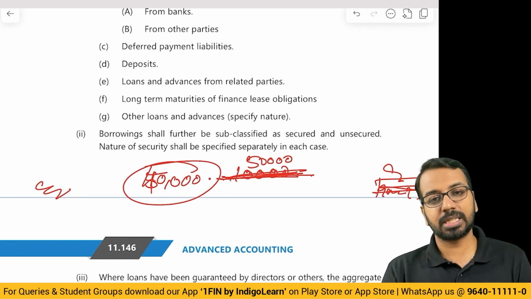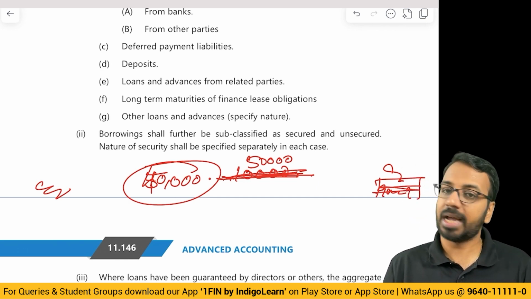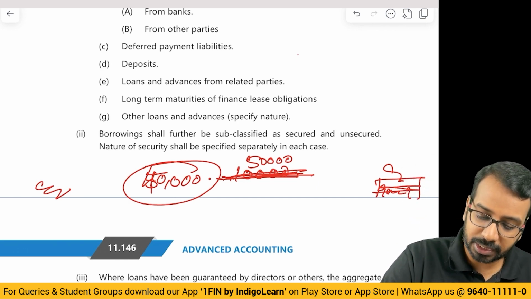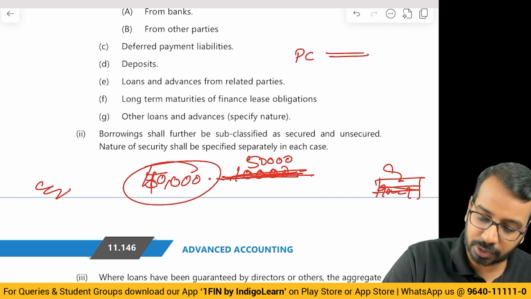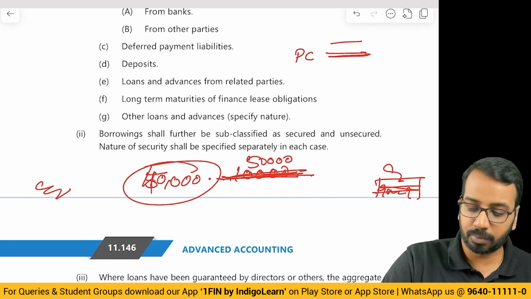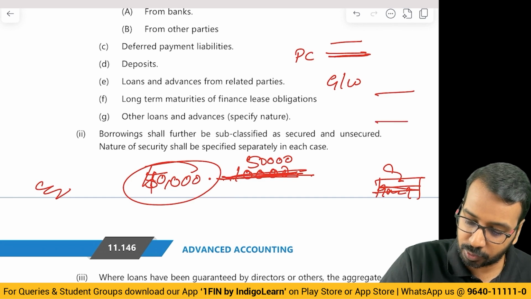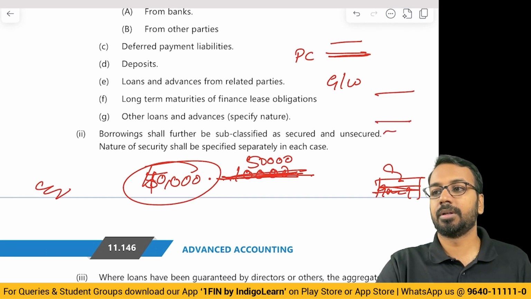Now one choice is to strike off everything and redo. I didn't have the time. So what did I do? Wherever the purchase consideration was incorrect, I did a strike off and wrote the number. Goodwill calculation, again, one strike, two strike, wrote the correct number.